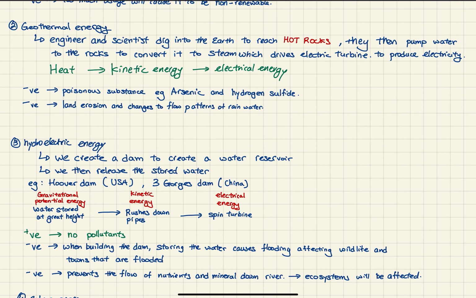Okay, however, like I said again, a negative harmful effect of using geothermal energy is that there are a lot of poisonous substances like arsenic and hydrogen sulfide, which are very poisonous to the human body. It also causes a lot of land erosion, because you are digging into the ground. You dig into the ground just to reach the hot rocks, right? The land will be eroded. There'll be a lot of landslides and such. There can also be changes to the patterns of the rainwater, because now I have so many holes in the ground. The rainwater will just seep into the ground through these cracks.